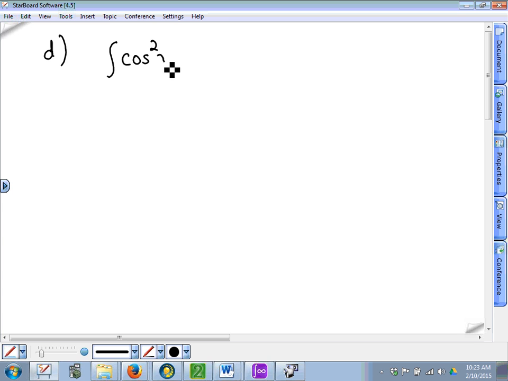Let's do the integral of cosine squared of x times sine of x dx.